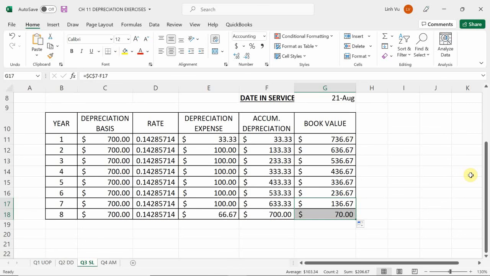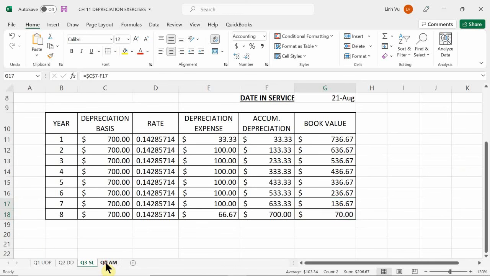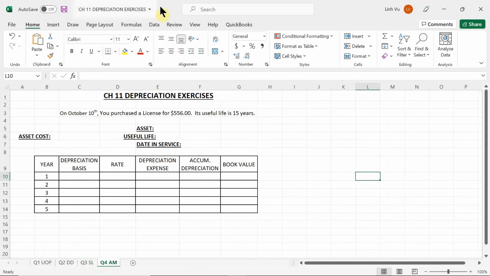Okay, so this is an easier example. Again, this is straight line for you. You would usually solve for one if it's not time sensitive, right? Or if you place into service as of January, it's pretty straightforward. You would finish this in like 5 seconds. They're all going to be the same. Okay. All right, last but not least, we have amortization.